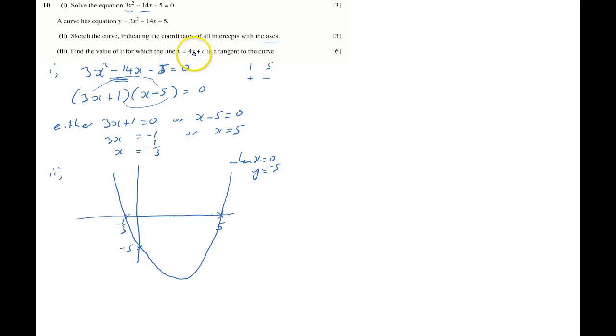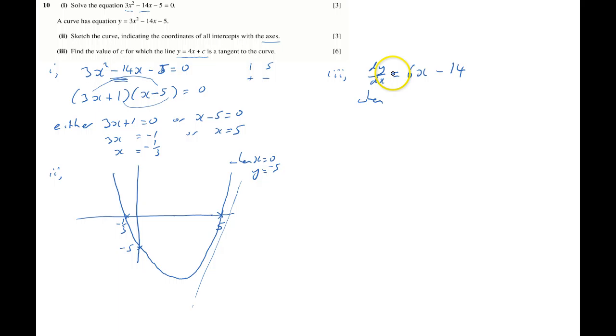Right, find the value of c for which the line y equals 4x plus c is a tangent to the curve. Well, 4x is quite steep, so it'll be a line going something up here, but just touching it. There are other ways of doing this, but I'm going to find the gradient of the curve and find out when the gradient is 4. So, part 3, I need to have dy by dx, and that is 6x minus 14.